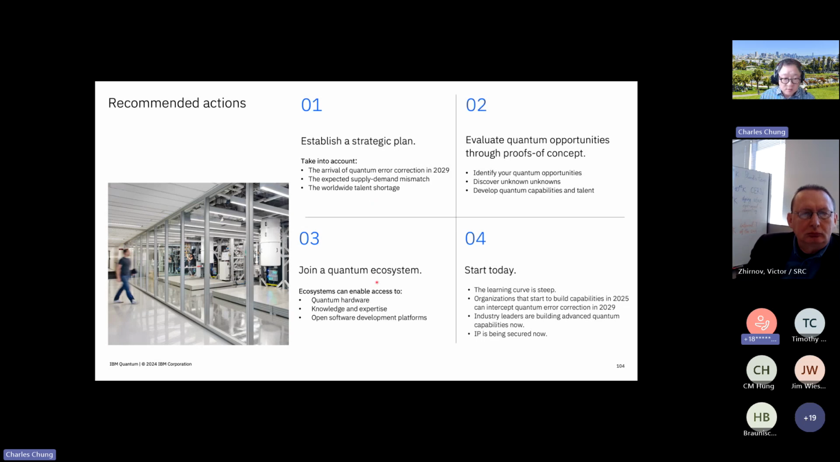Join a quantum ecosystem that'll give you access to hardware, knowledge, and software development. And lastly, start today. The learning curve is steep. Organizations that start in 2025, it takes about 4 years. You can intercept quantum error correction in 2029. And that's my last slide.